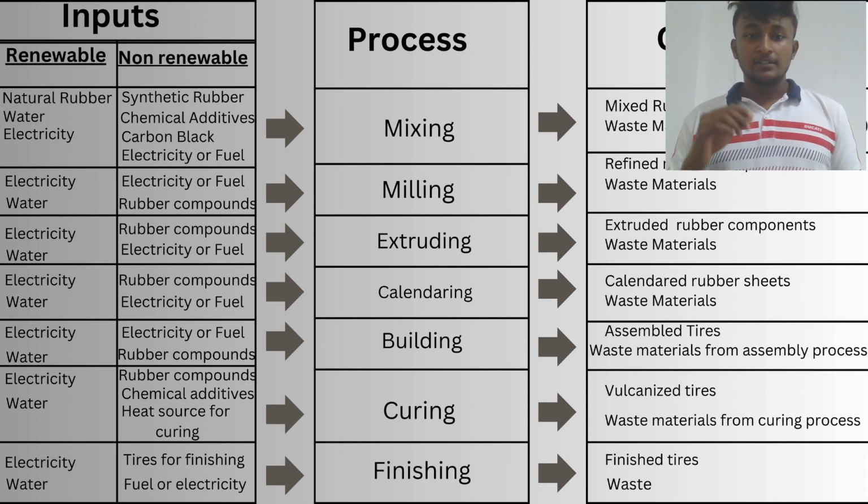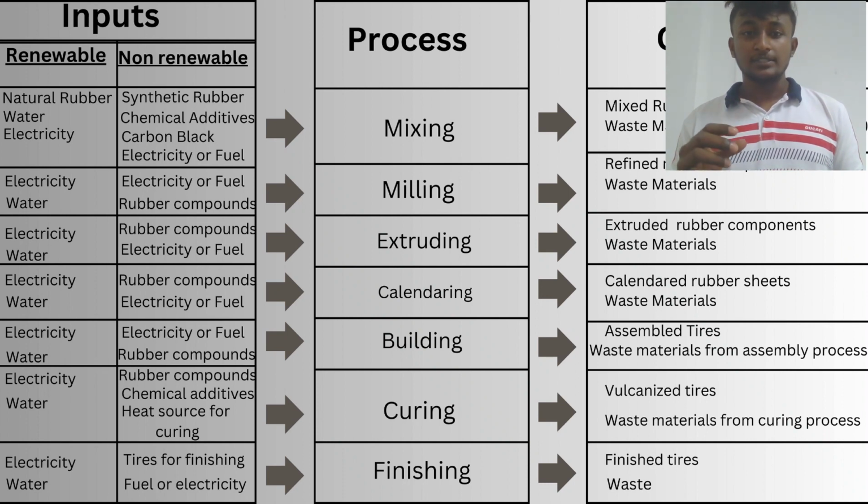For milling, the inputs are electricity and water as renewable sources, and fuel, rubber compounds and electricity as non-renewable sources. After the process is over, a refined rubber compound and other waste materials are formed. In the extruding process, electricity and water are considered renewable, while rubber compounds, fuel and some electricity sources are non-renewable, giving the process output as extruded rubber compound and waste materials.